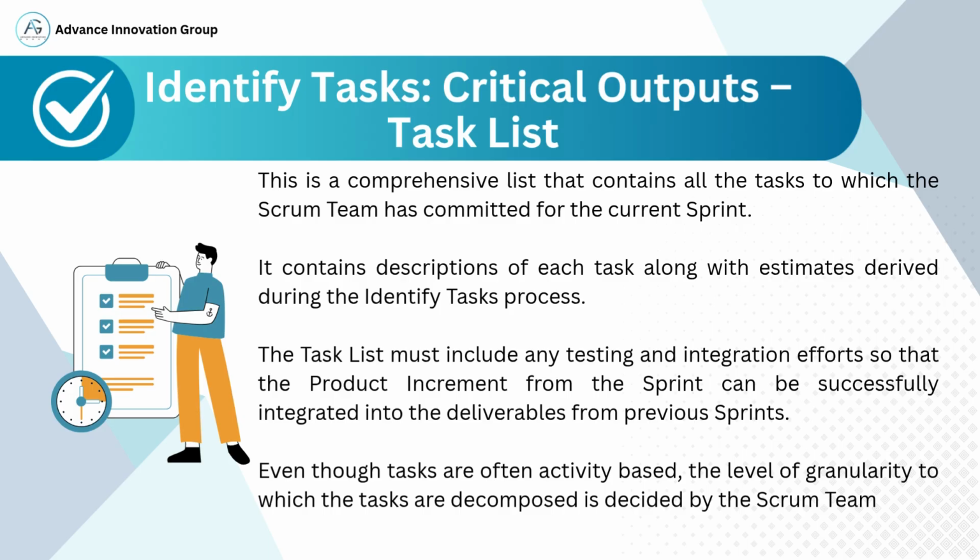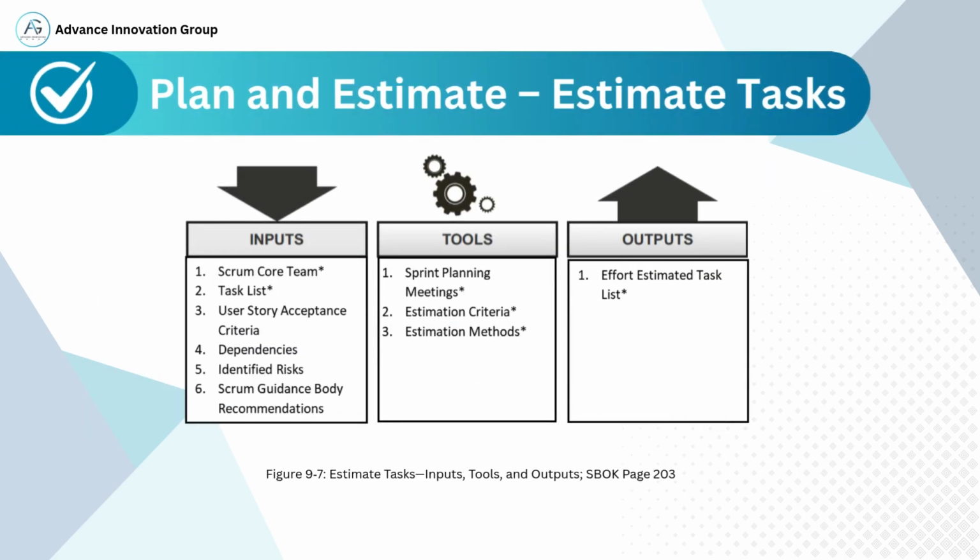In this slide, we focus on the process of estimating the effort required to complete tasks identified in the sprint. Inputs to this process include the Scrum core team, which is responsible for driving this estimation. The task list, generated in the previous step, which contains all activities for the sprint. User story acceptance criteria, which ensures the team understands the expected outcome for each story. Additional factors like dependencies between tasks and any identified risks that may impact time or resources.